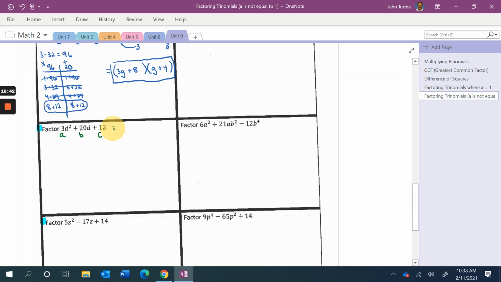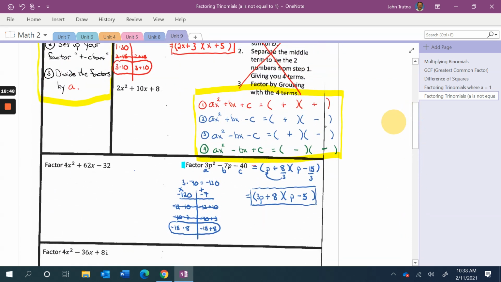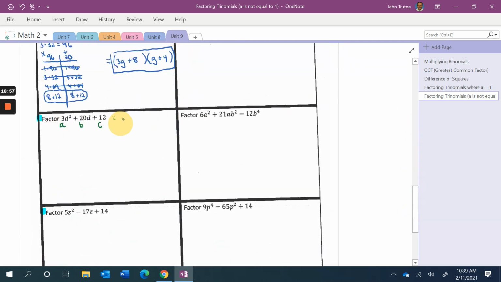First of all, though, notice my trinomial is a plus plus trinomial. I go up to my chart, my little cheat sheet right here, plus plus is line 1. So that means my two factors will be plus and plus. So I'm going to be dealing with nothing but positive numbers. So my two factors are going to have a plus and a plus in them, both addition, both positive there.